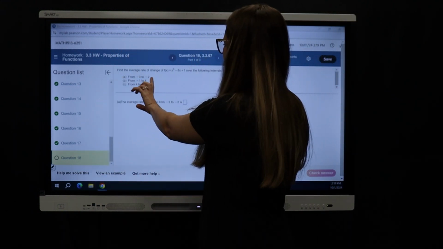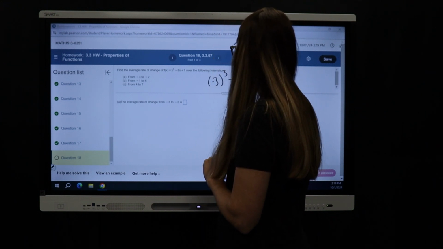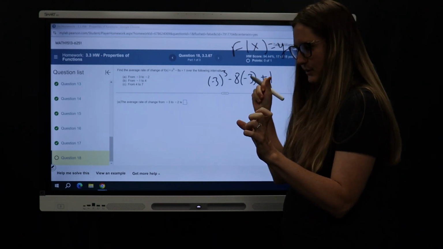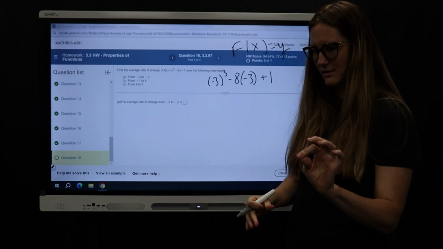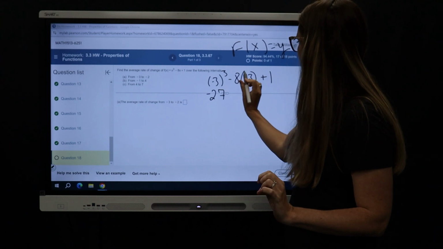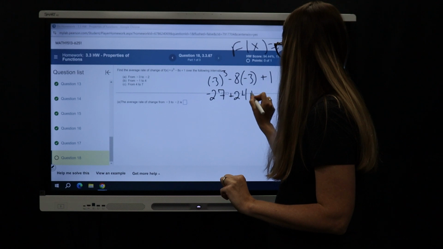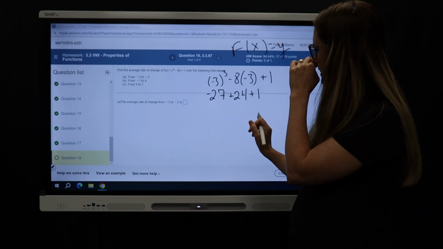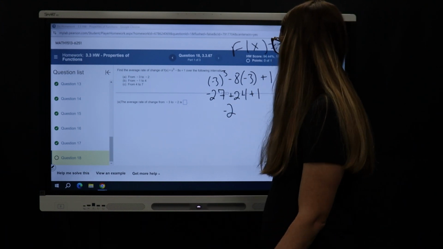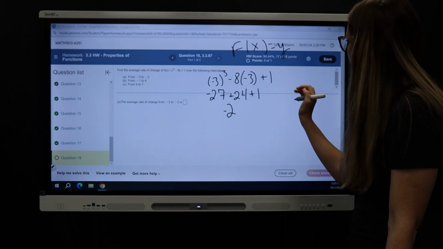So we're going to do negative 3 to negative 2. So I have negative 3 cubed subtract 8 times negative 3 plus 1. So negative 3 times negative 3 is positive 9, times negative 3 is negative 27. Negative 8 times negative 3 would be positive 24, plus 1. So negative 27 plus 24 is negative 3, plus 1 is negative 2. Or I could have said negative 27 plus 25, whatever.